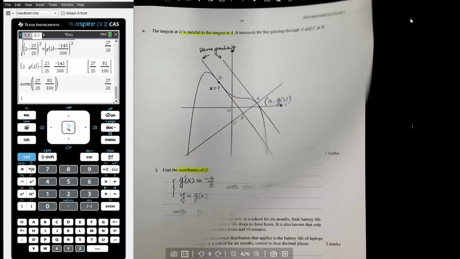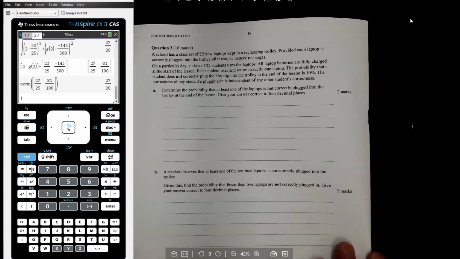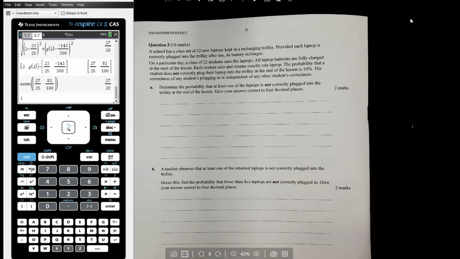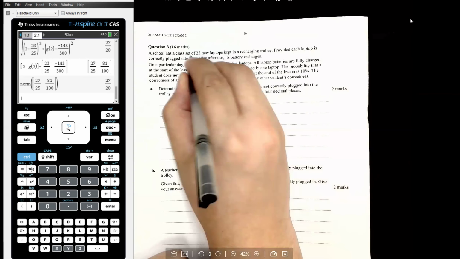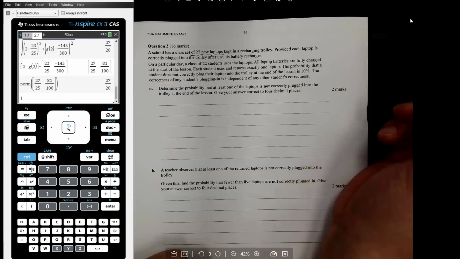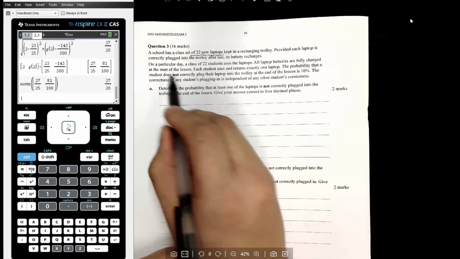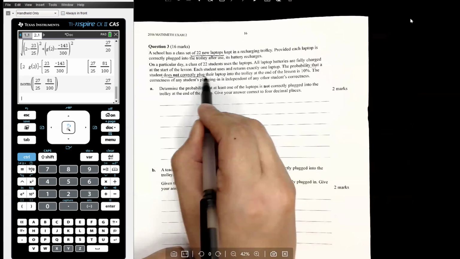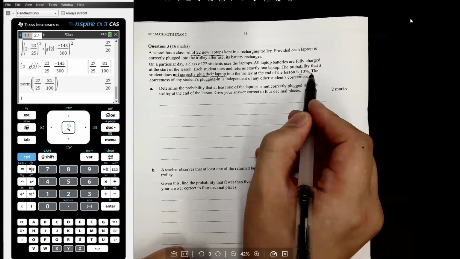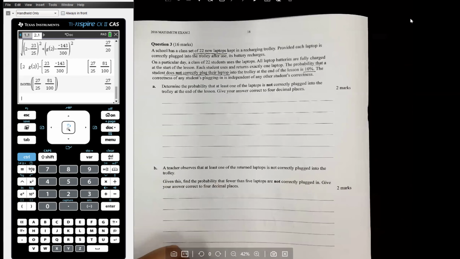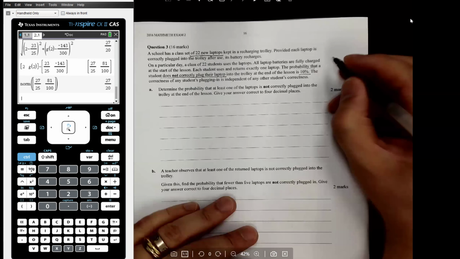Okay, question 3. It's a relatively long probability question. I'm just diving into the question itself. You have a class of 22 new laptops. The probability that a student does not correctly plug the laptop into the trolley at the end of the lesson is 10%. Imagine a situation at your school. You have a trolley.